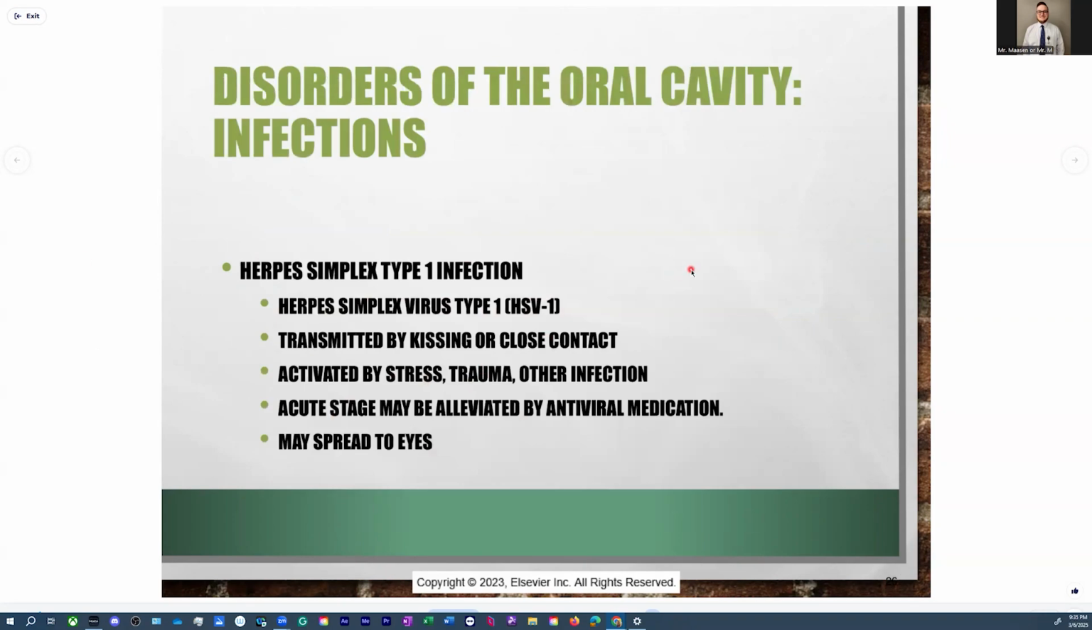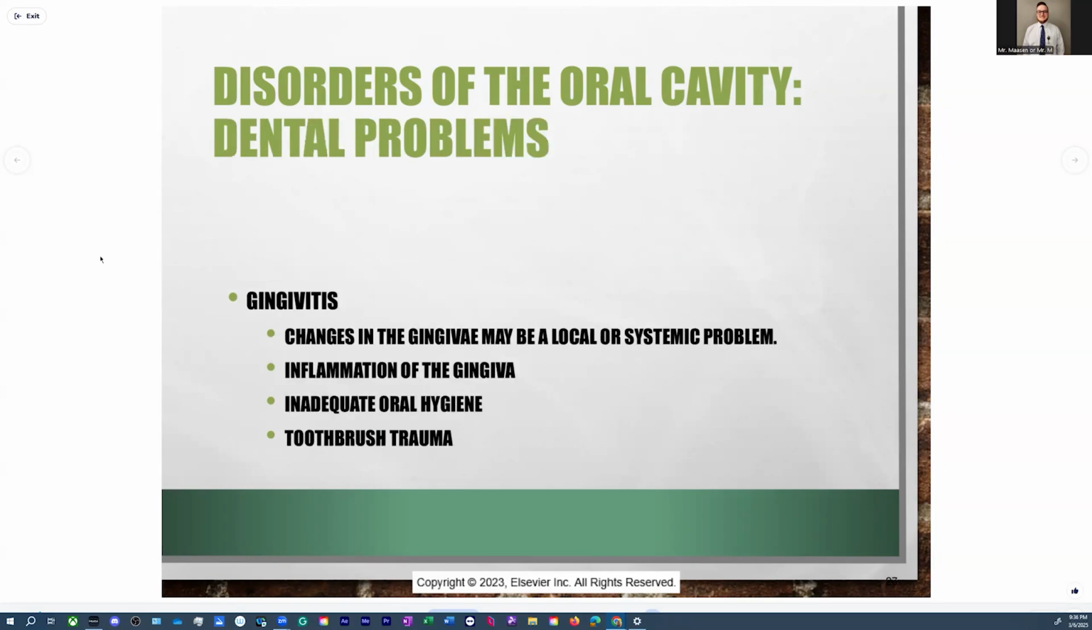Another infection that we see sometimes related to the oral cavity is herpes simplex type 1, HSV1. This is usually transmitted by swapping spit, basically. You can alleviate some of this with antiviral medication. The biggest thing for this is not letting it spread anywhere else than the mouth. You don't want it to spread to eyes or anything like that. That can be very deadly.